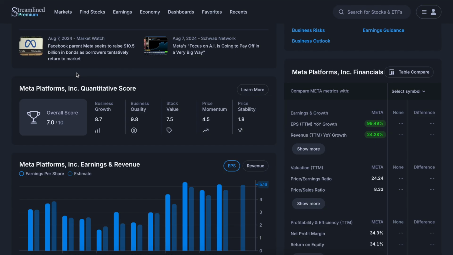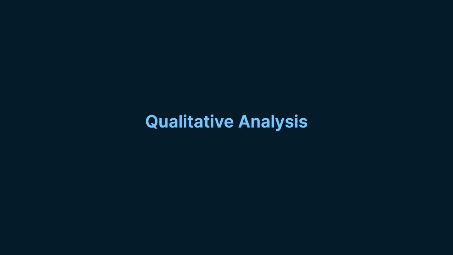Now that we've gone over fundamental analysis, it's important to note that you can also use Streamline's quantitative scoring to essentially do the work for you. Next, let's move on to the qualitative analysis.